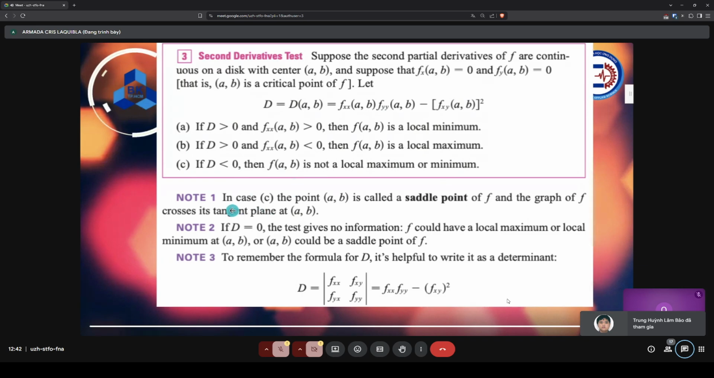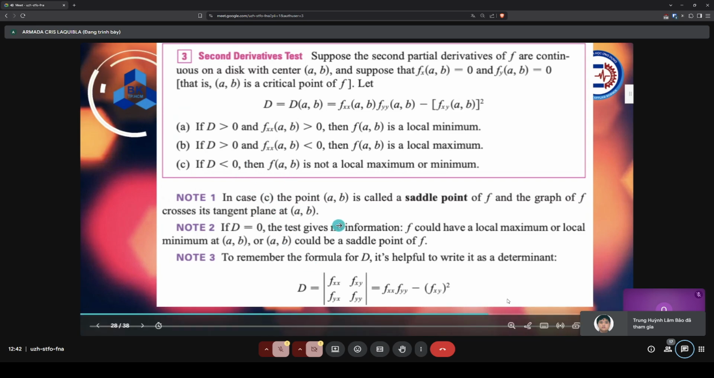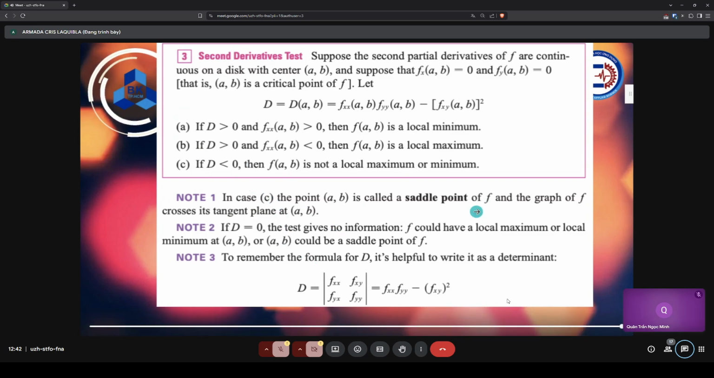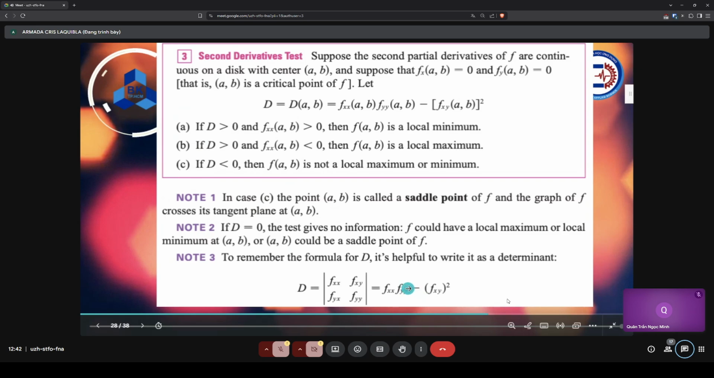And this is what you call, class, a saddle point. Note 1: in case C, the point (a, b) is called a saddle point of f, and the graph of f crosses its tangent plane at (a, b). Again, that is considered a saddle point if you satisfy letter C. Next, we have again the formula for your D as a shortcut: fxx times fyy minus fxy, then square it.